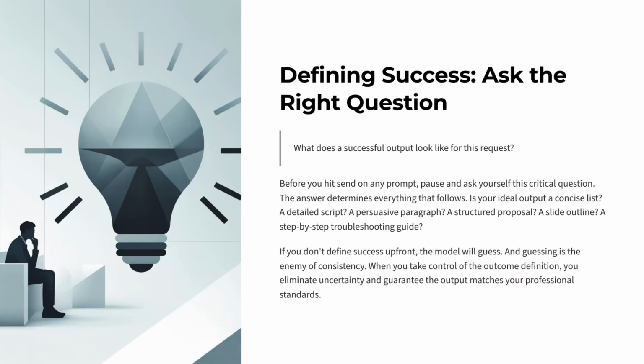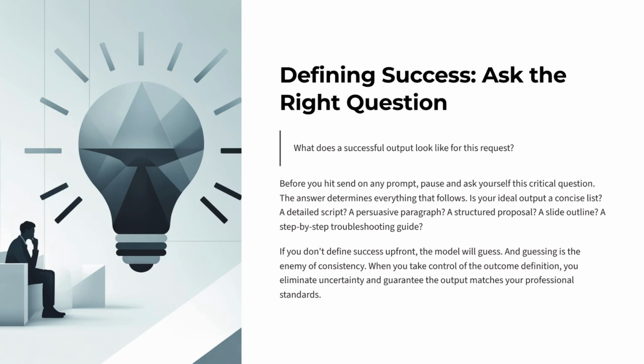When you give the model a task, you should always ask yourself, what does a successful output look like for this request? Is it a list, a script, a paragraph, a proposal, a slide outline, a troubleshooting guide? If you don't define success, the model will guess, and guessing is the enemy of consistency.